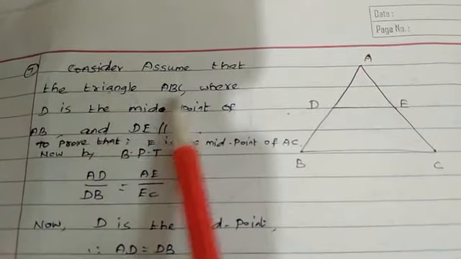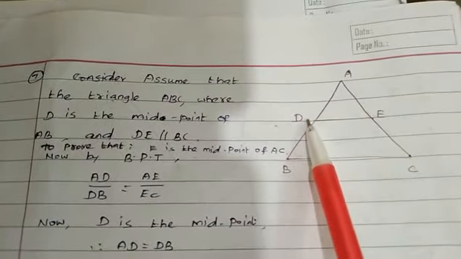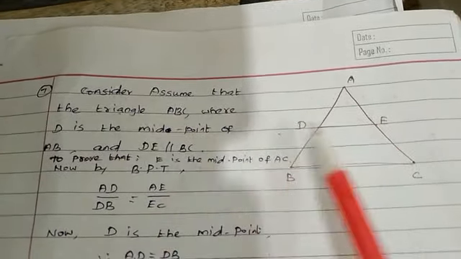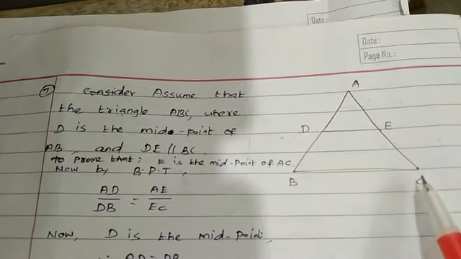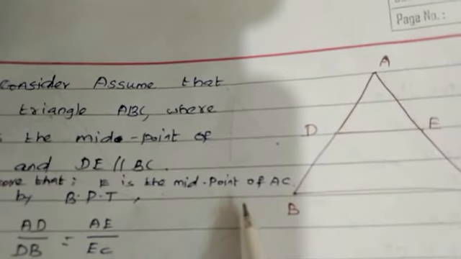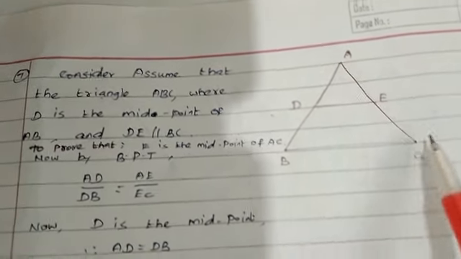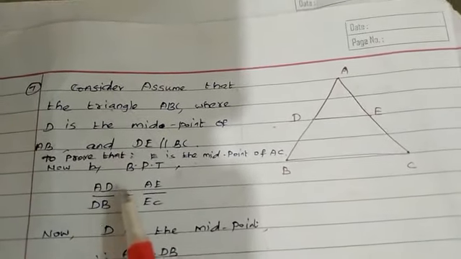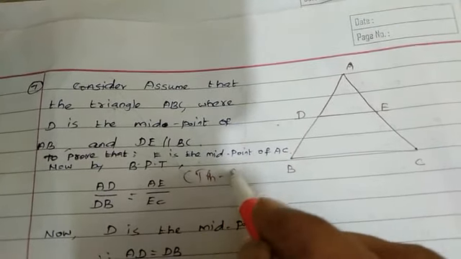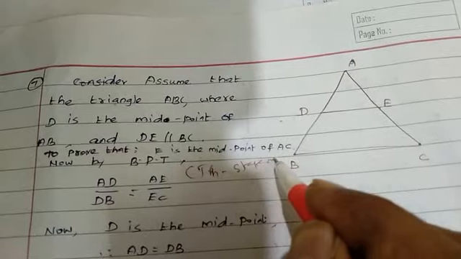So in this triangle, assume the triangle ABC, where D is the midpoint of the side AB and DE is parallel to BC. What do we want to prove? To prove that E is the midpoint of AC. Now, by the basic proportionality theorem, write the statement, the theorem statement. Then only is the proof correct.